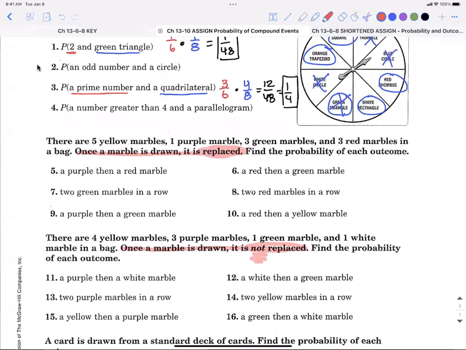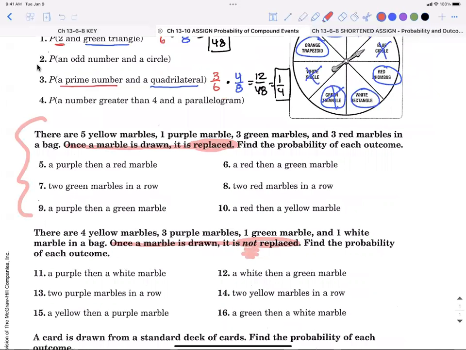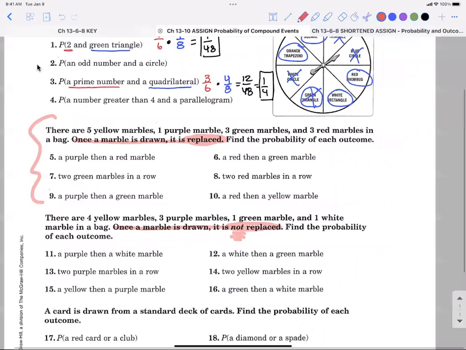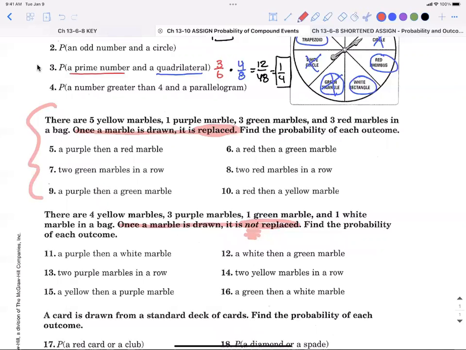So if you look at this section right here, this is the replace section, which means you draw your first marble out, then you put it back in, shake them back up, and you draw a second marble out. We're going to find the compound probability of drawing first a purple, then a red. All right, so draw one. First of all, we need to know we've got 5 yellow marbles, 1 purple marble, 3 green marbles, and 3 red marbles. So how many marbles do we have in total? 5 plus 1 plus 3 plus 3 is 12 marbles. Okay, so we have 12 marbles total in the bag.